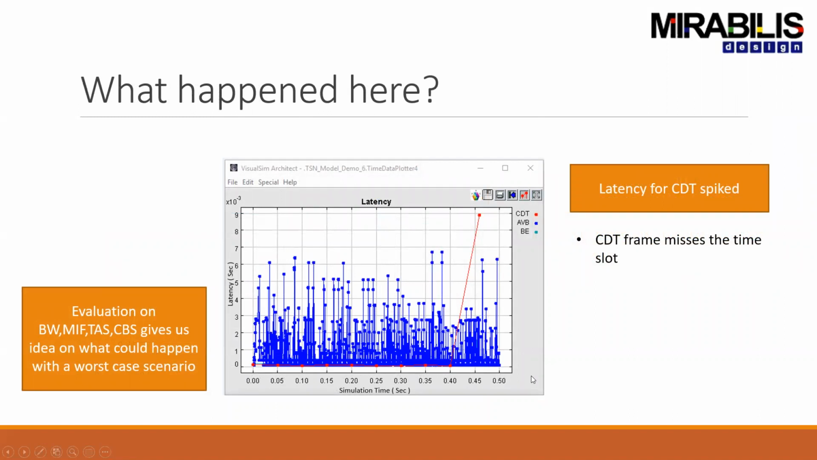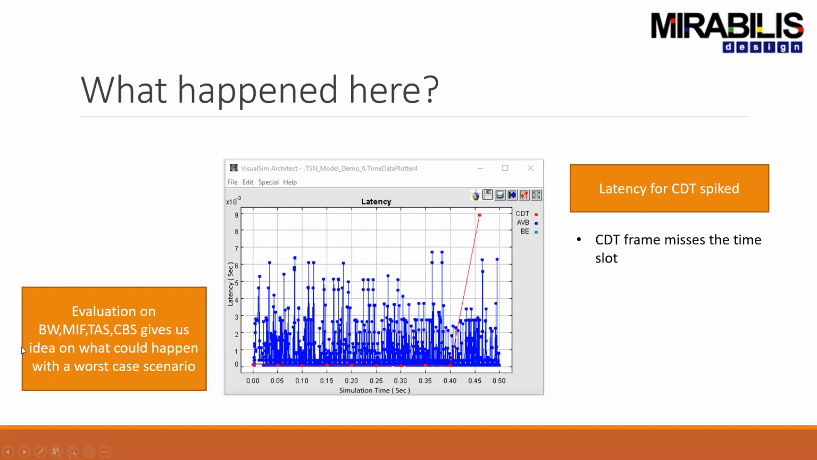Now, what we're seeing over here is a much longer simulation duration, almost 500 milliseconds. And you can see these are the CDT data. But notice all of a sudden we see a huge spike. We're right over here in the microsecond range, and now all of a sudden we're at 9 milliseconds. Essentially, this is missing its schedule.